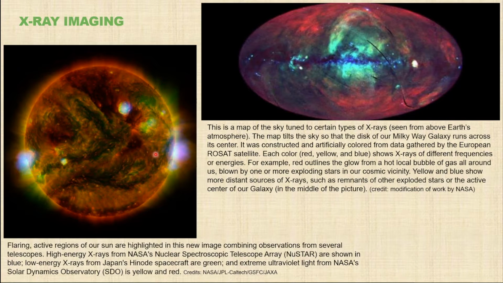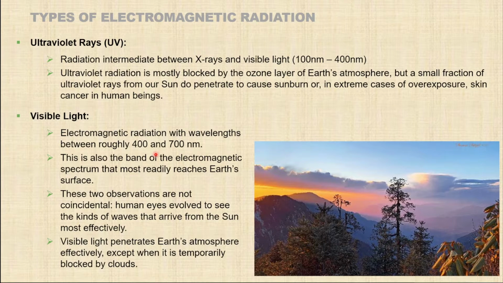This is the X-ray map of the Milky Way galaxy. The one with the other multicolors we are used to seeing in the optical range. This is in the X-ray range. Similarly, there are other pictures of the sun in the gamma region as well.